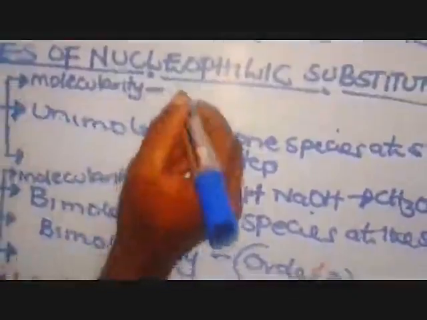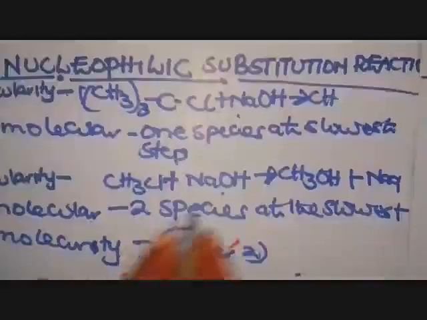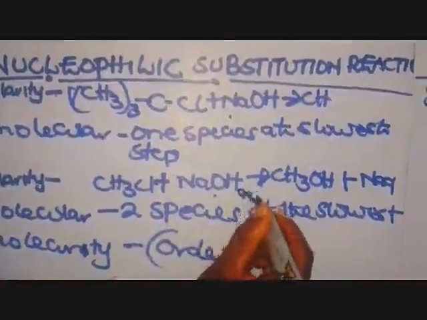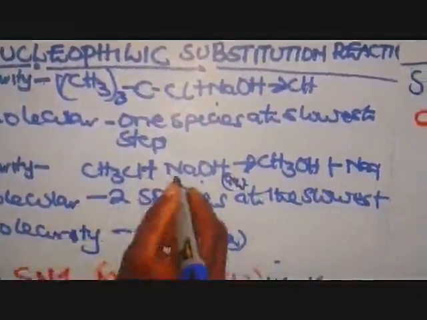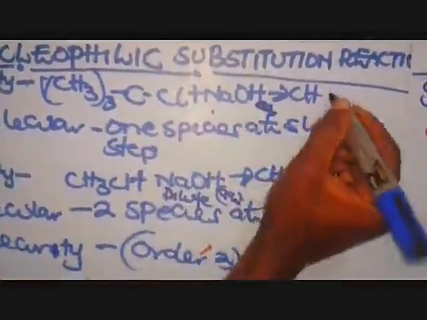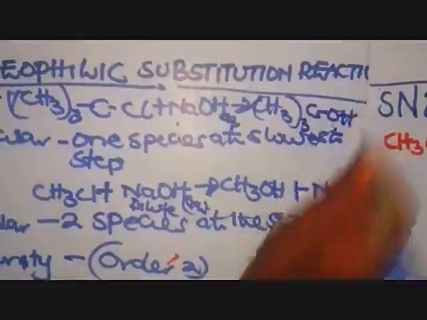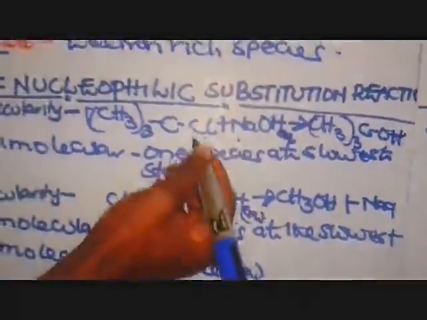Then when you come to this one, we have something like a tertiary alkyl halide with three alkyl groups. If you combine it with sodium hydroxide, which should be in solution and very dilute, we shall still form our alcohol, plus sodium chloride. If it is bromine, it will be sodium bromide, iodine, and so on.